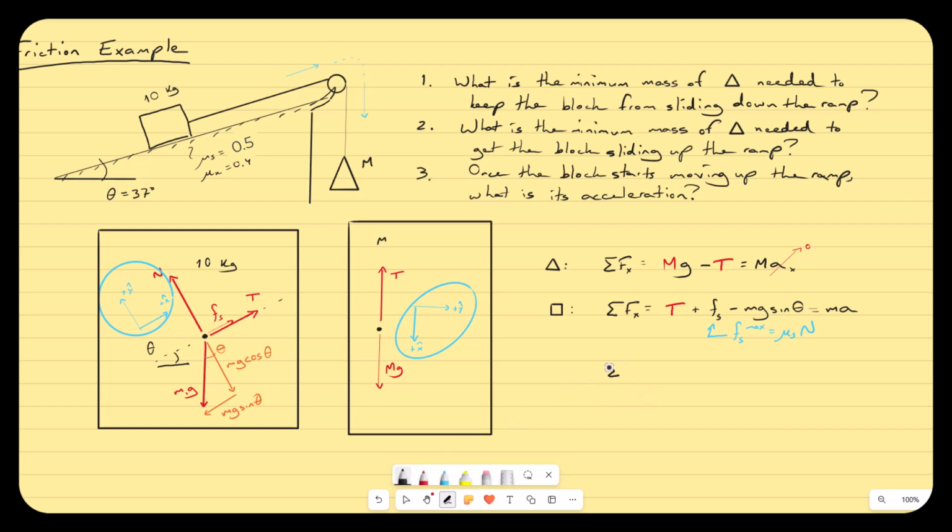Y direction to find the normal force. I have the normal force up. I have mg cos theta down. And together that equals mass times acceleration in y. Acceleration in y had better also be 0, just like acceleration in x was 0. So what I have is that my normal force is equal to m1g cos theta. All black letters, this is good news. I'm going to take that and plug it in here.